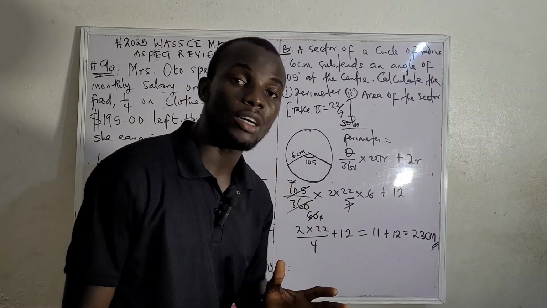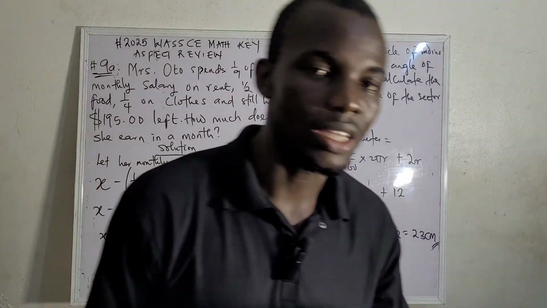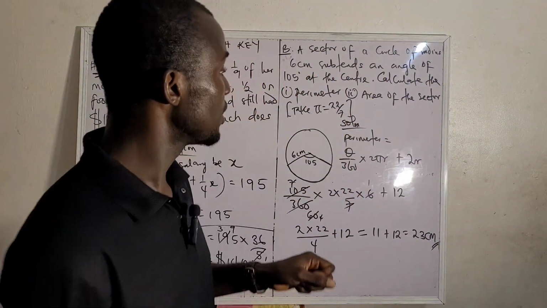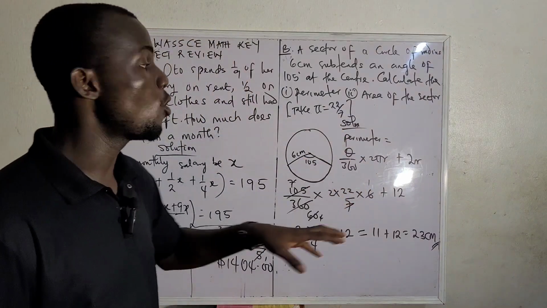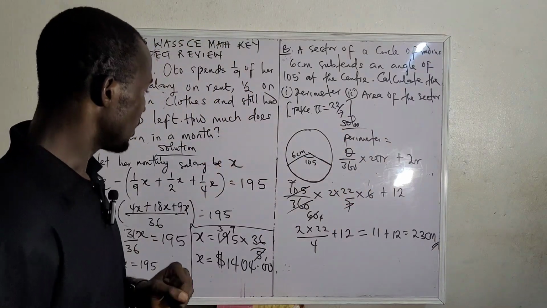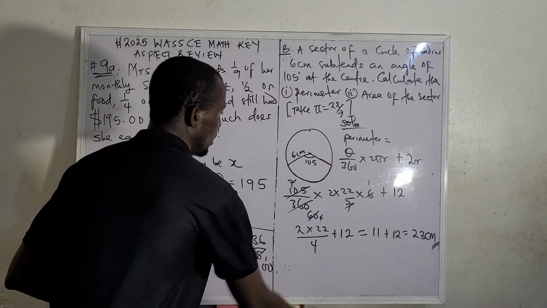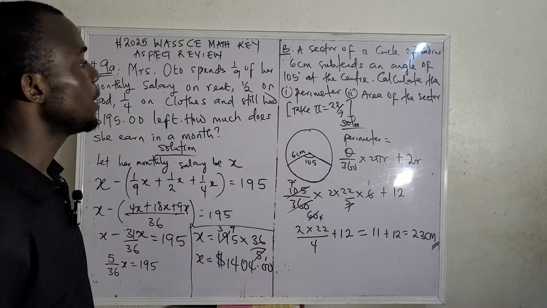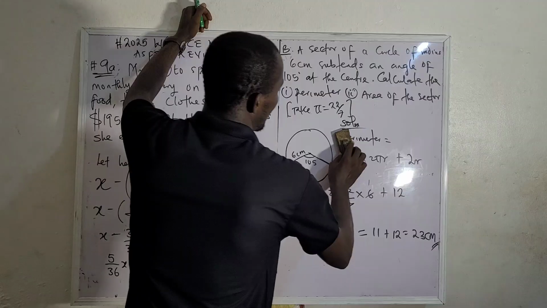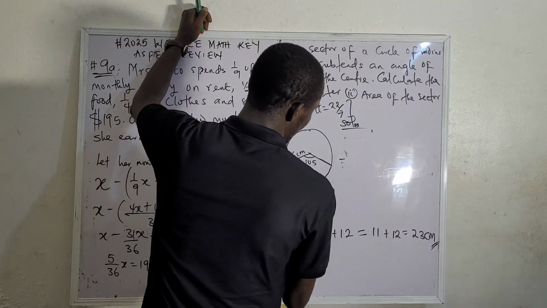We've gotten the perimeter of the sector. We move on to the question, which says we should find the area of the sector. That's what we want to do next. Let me clean the first part here. We have done the perimeter. Let's do the area.